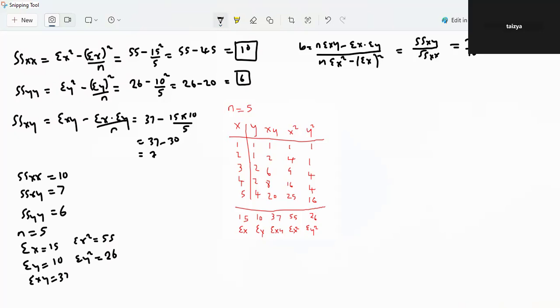Let's come again on the shortest formula. It's simply the summation of xy over the summation of xx. Xy is 7, xx is what? 10. So it's 7 over 10.